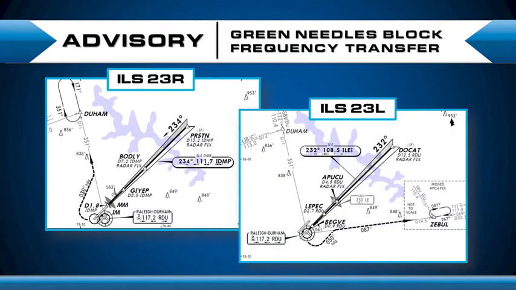So remember, for the ILS to 23 right, I'm using a localizer frequency of 111.7. The identifier is India Delta Mike Papa with an ILS front course of 234. But for the ILS to 23 left, I now have a new localizer frequency of 108.5. Identifier India Lima Echo India with a new front course that's different of 232.